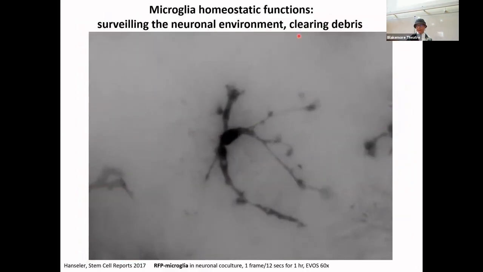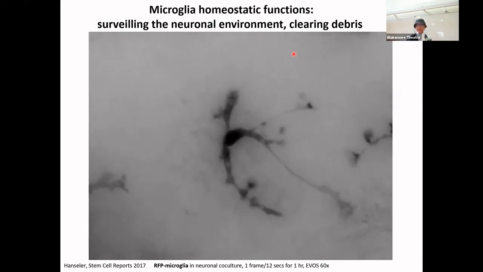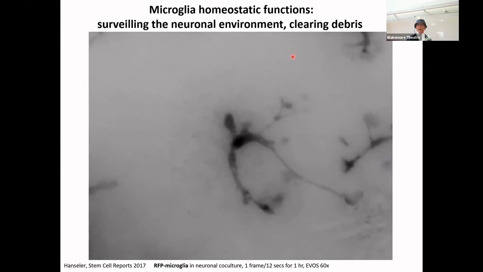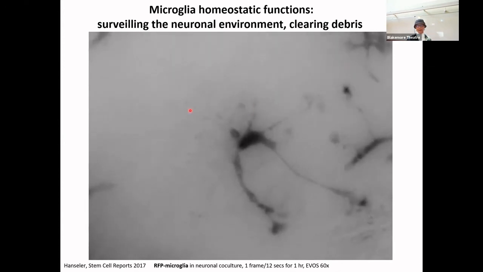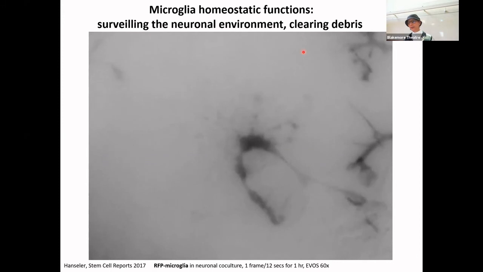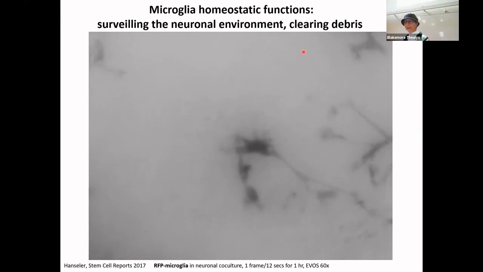So this video is one frame every 12 seconds. So you can see that every frame, there is a change in the ramifications of the microglia as they're surveying that. This is on a bed of neurons still, but we're just looking at the microglial channel. This is a really, really very active process, which is why I don't like the phrase resting microglia, because they're just not.